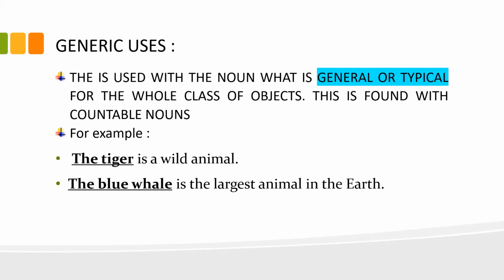Generic uses of the. It means the article the is used with the noun that is general or typical for the whole class or object. This is found with countable nouns. For example, when we say the tiger, it refers to all tigers in general. The blue whale means all the blue whales in the world or in general.